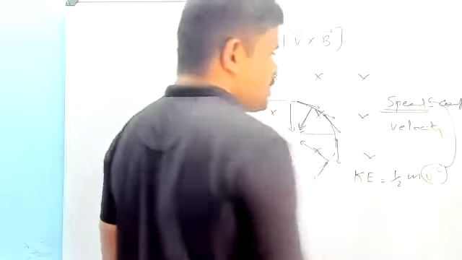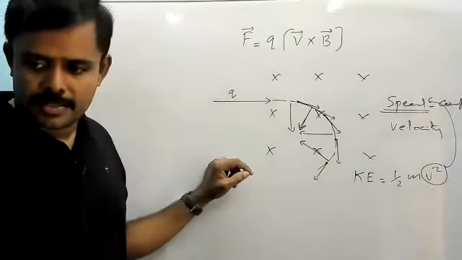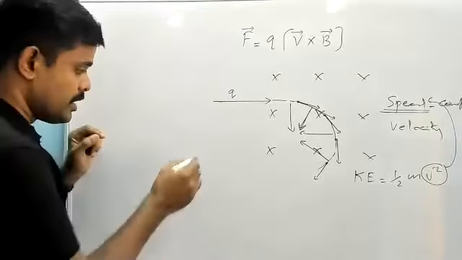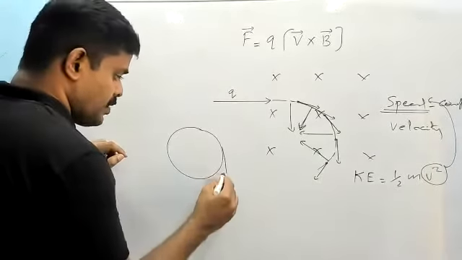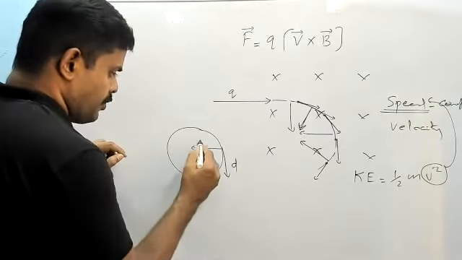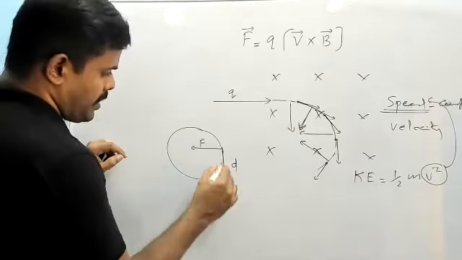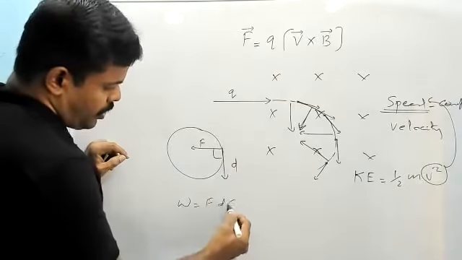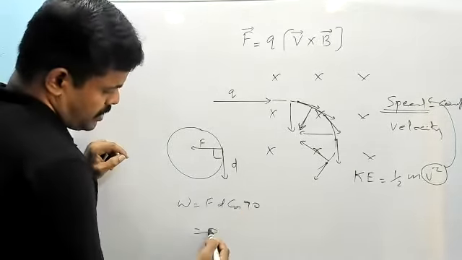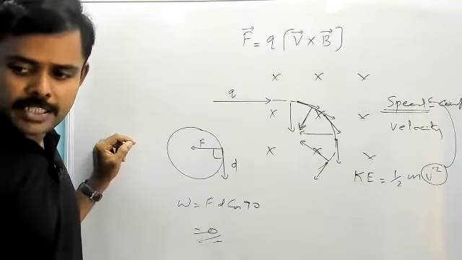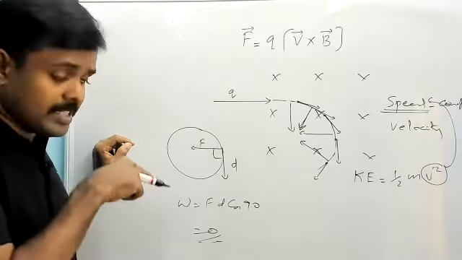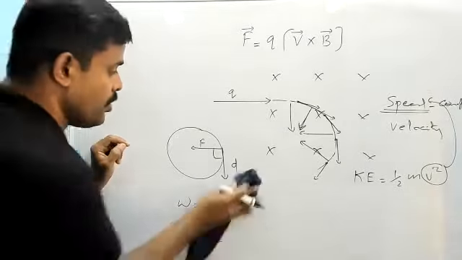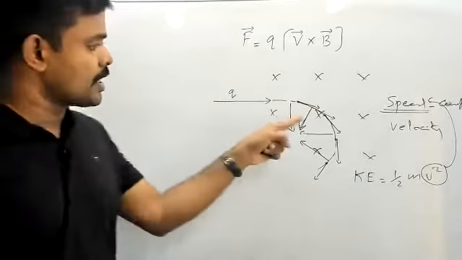Why is speed constant? Because no work is done. Centripetal force does zero work. You learned that in first year classes. This is the displacement. This is the force. What is the angle between them? 90 degree. So work done is what? F d cos 90. Cos 90 is 0. So work done by centripetal force is 0. You proved this in first year classes. So here also work done by the Lorentz force is 0.